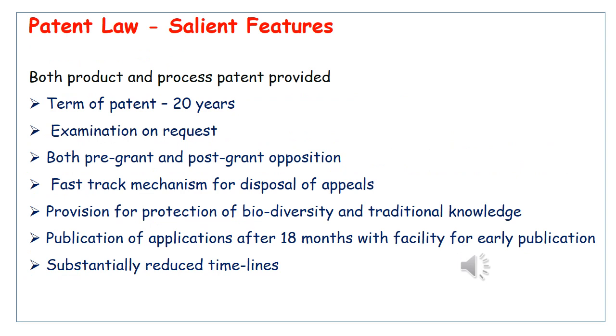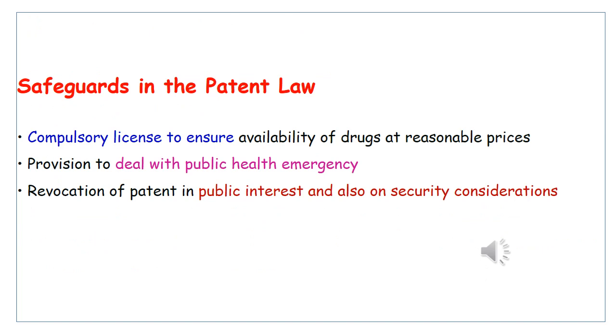Patent law and its salient features. Both product and process patents are provided. The term of patent is 20 years. Examination on request, both pre-grant and post-grant opposition. Fast track mechanism for disposal of appeals. Provision for protection of biodiversity and traditional knowledge. Publication of applications after 18 months with facility for early publication. Substantially reduced timelines.